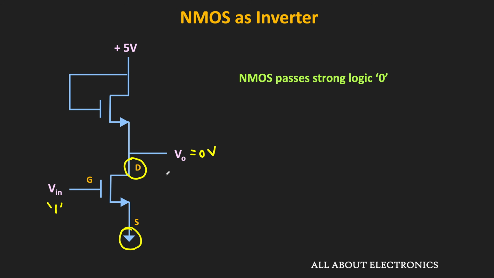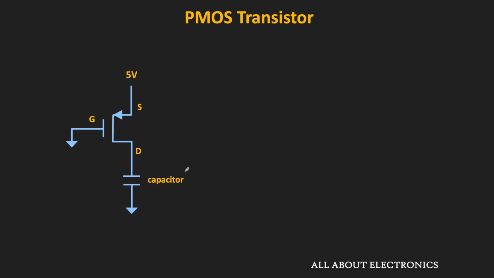That means this NMOS transistor is not a good choice for the pull-up network, but it can be used in the pull-down network to pull down the voltage of a specific node to 0 volt. On the other hand, the PMOS transistor passes strong logic 1. For example, here the source of the PMOS transistor is connected to 5 volt and the drain terminal is connected to the capacitor.